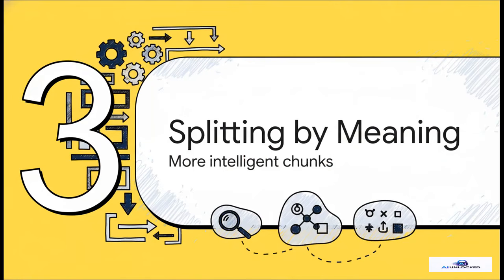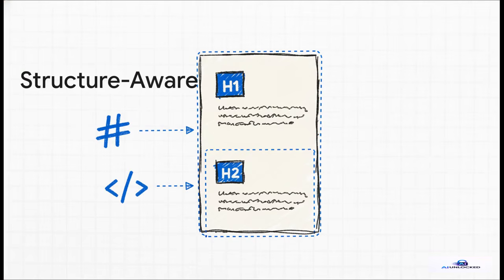Recursive chunking is a fantastic baseline, but what if your chunking strategy could actually understand the content and structure of the document? This is where structure-aware chunking comes into play. The idea here is to use the document's own formatting, like markdown headers, HTML tags, or sections in a PDF, to decide where to split.